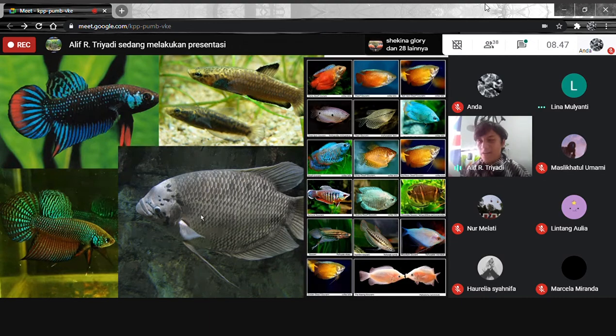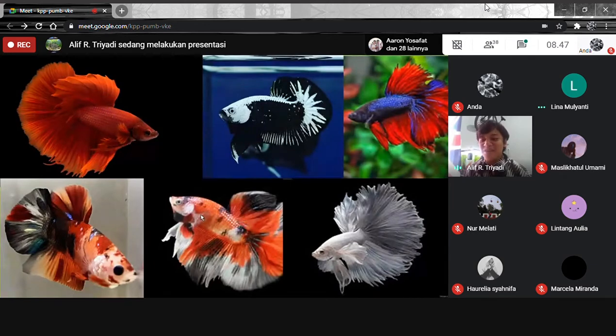And one of the most known Osphromenidae are ikan cupang or betta fish. You can find any colors of cupang on the internet, in the market, wherever places you might find it. And it's simply beautiful. They have long flowing fins and long shiny colors that could keep you watching all day.